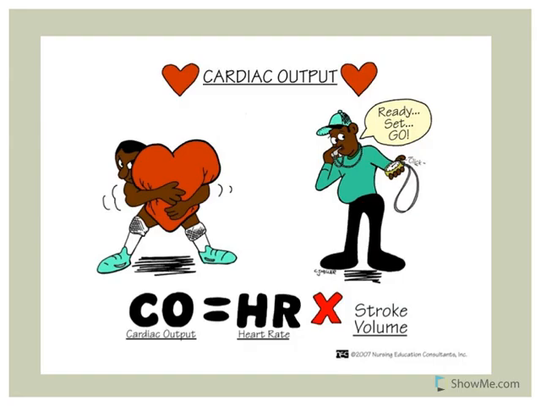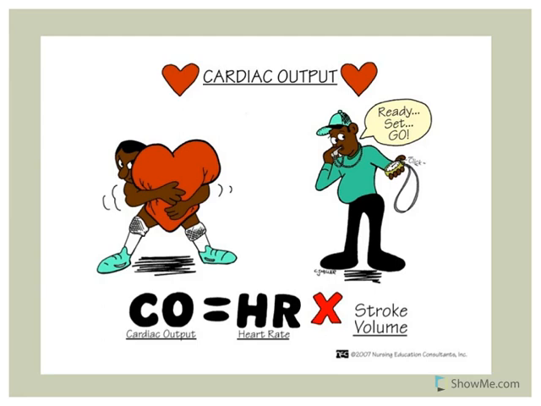Now the equation for cardiac output is heart rate times stroke volume. Cardiac output is the volume of blood that is ejected from the heart per minute. Resting cardiac output is about 5 liters per minute. That's averaging males and females. Males is a little bit higher, females are a little bit lower, but the average is about 5 liters per minute.